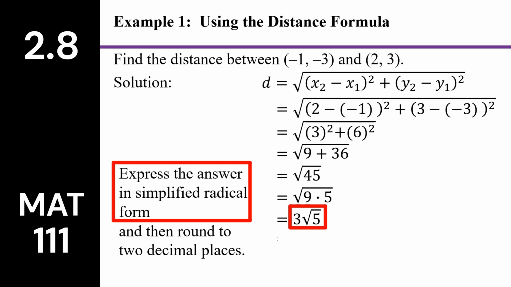Now we want to round to 2 decimal places. So we use our calculator, and you can either type 3 times the square root of 5, but in case you've made a mistake while simplifying, it's probably better to go back to the square root of 45 and do that directly. In either case, you get 6.71 when you round it to 2 decimal places.